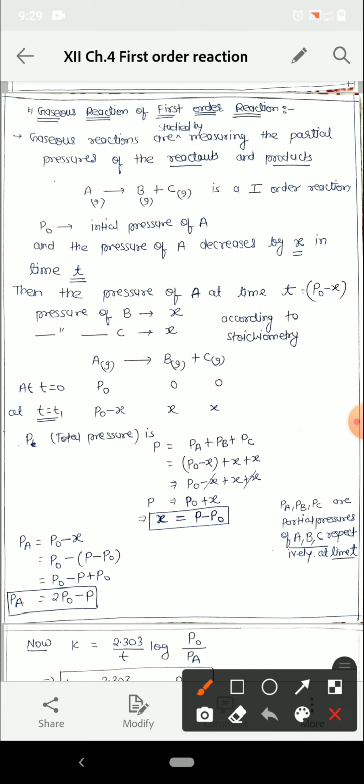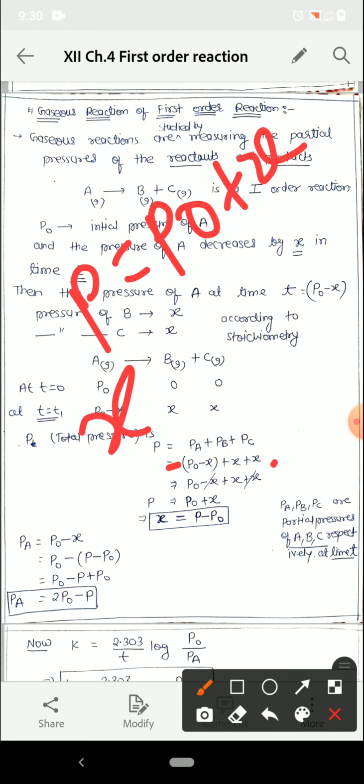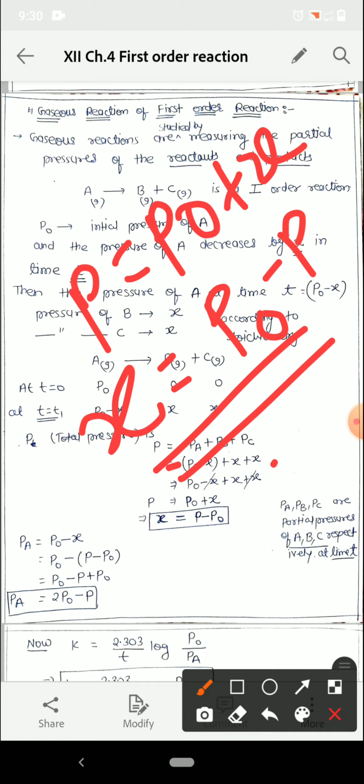So now P naught, PA is what? P naught minus X, PB is X, and PC is X. So it is P naught minus X plus X plus X. X and X cancel, minus X plus X, then it is P naught plus X. So we found that P is equal to P naught plus X. So here we can get X is equal to what? P naught minus P. Okay, it is very important, keep this in mind. X is equal to what?